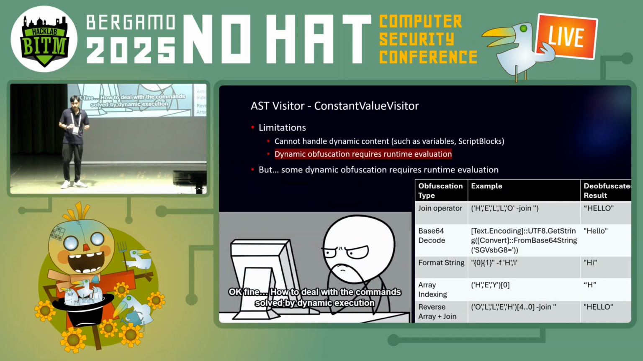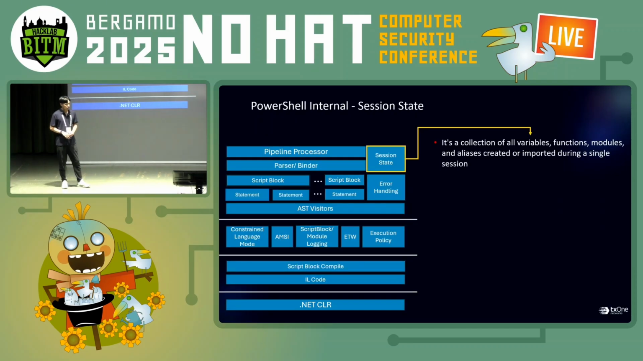However, the constant value visitor can only handle static resolution. So dynamic obfuscation types, like the join operator, base64 and the format string, cannot be de-obfuscated by the constant value visitor. So we need another solution to help us de-obfuscate this type. So here we get back to the PowerShell internals. As you can see, the session state stores the variables and the functions and the execution context.